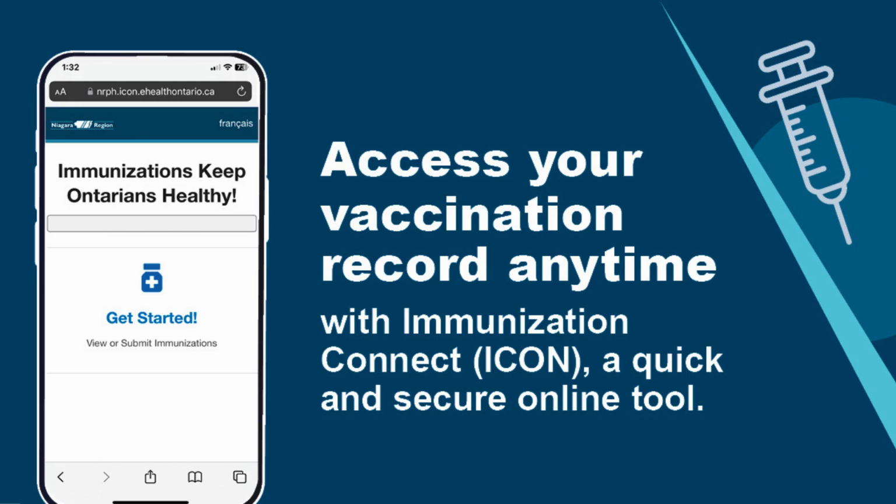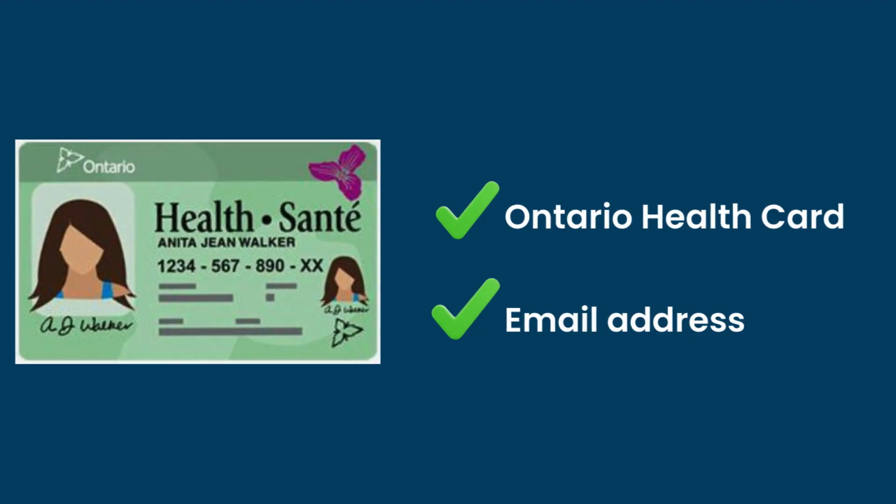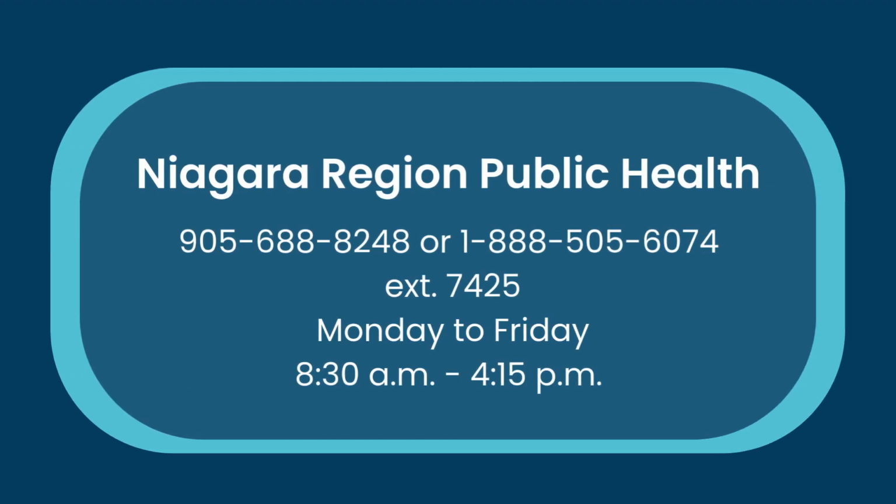Welcome. In this quick video, we'll show you how to use Immunization Connect, also known as ICON, your secure way to submit and access immunization records online. You will need an Ontario health card and an email address. If you do not have a health card and this is your first time logging into ICON, please call Public Health to set up your account.